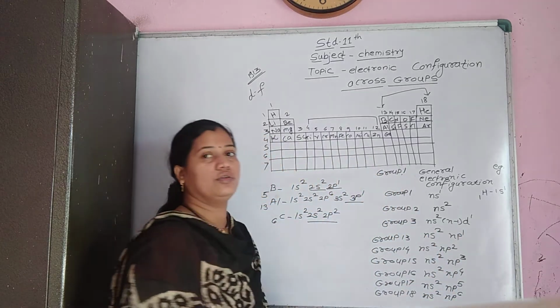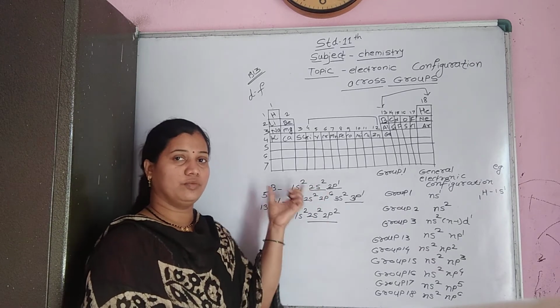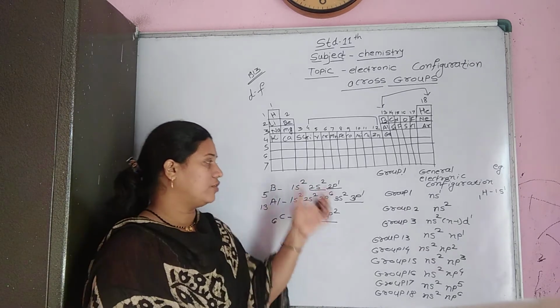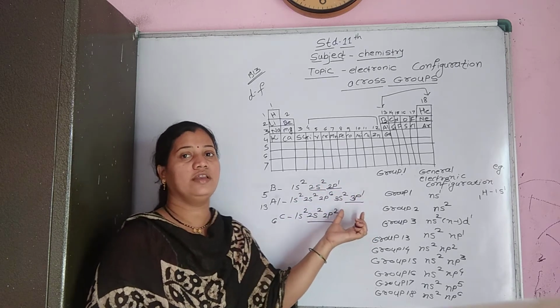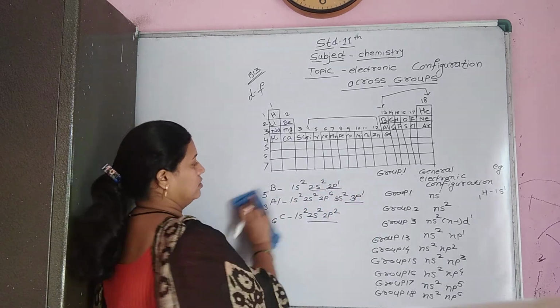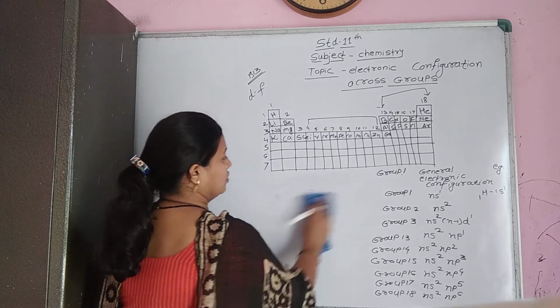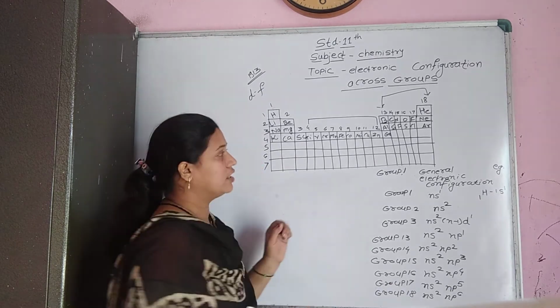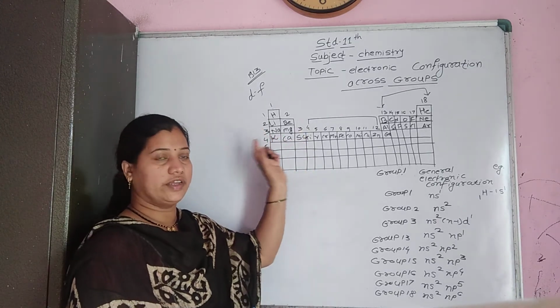This general electronic configuration we identified from the electronic configuration of particular elements. From the electronic configuration, we observe the last or valence shell of an element, and from this we find the general electronic configuration. So we studied the general electronic configuration of the elements in various groups.